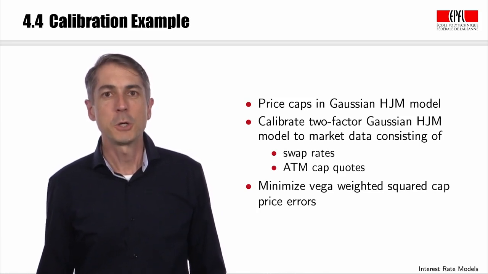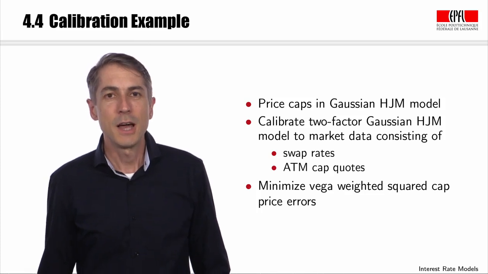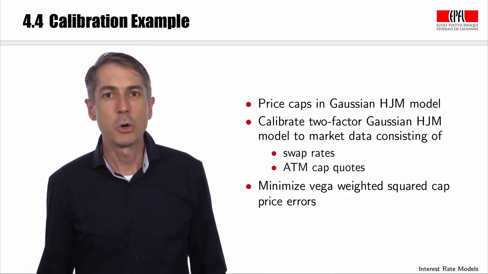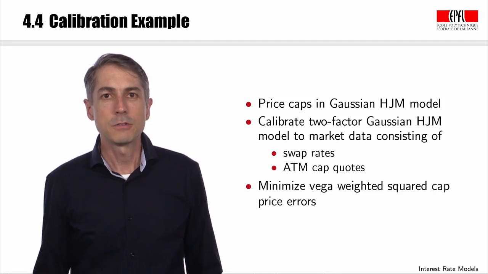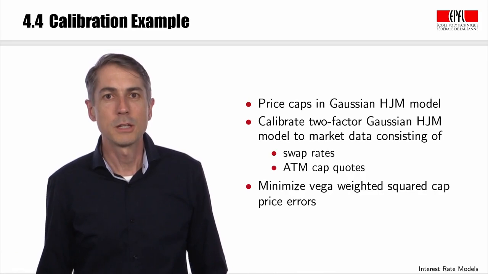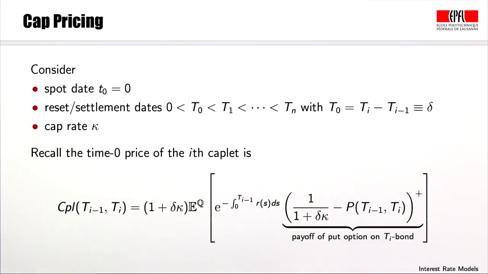appropriate objective function to be minimized, and we will see that a good choice for weights of pricing errors are the vegas, the derivatives of the Black and Bachelier prices with respect to their volatility. Let us review the pricing of caps.